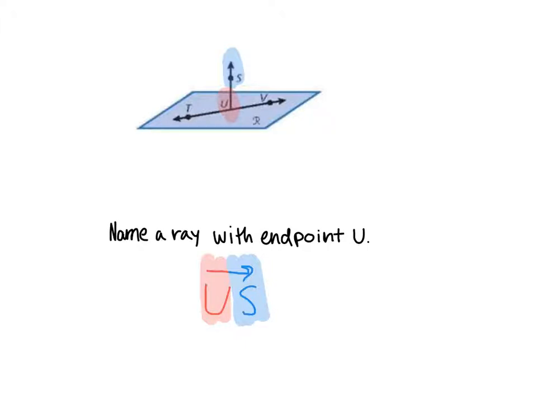What's another ray? UT. We have ray UT and ray UV. And notice how all 3 of these start with U because all 3 have the endpoint U.